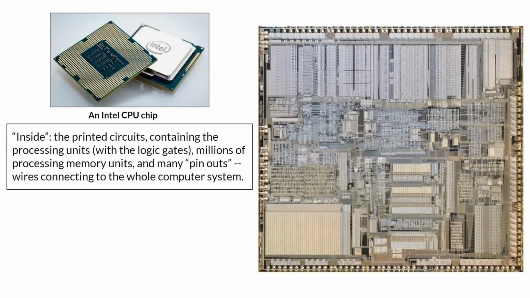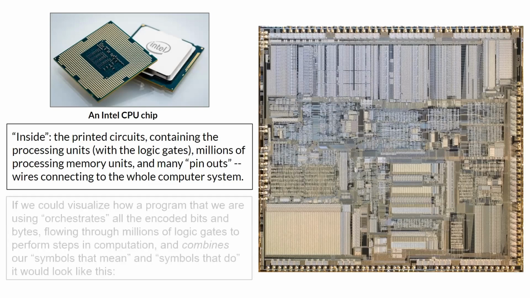So what's inside a chip? Well, this is a really interesting diagram of the die, it's called. That is what gets printed on the silicon, right? It contains all of the processing units with their logic gates, millions of processing memory units, and all those pinouts, those are those gold soldering things you see around the edge. Those are connected to the rest of the computing system.